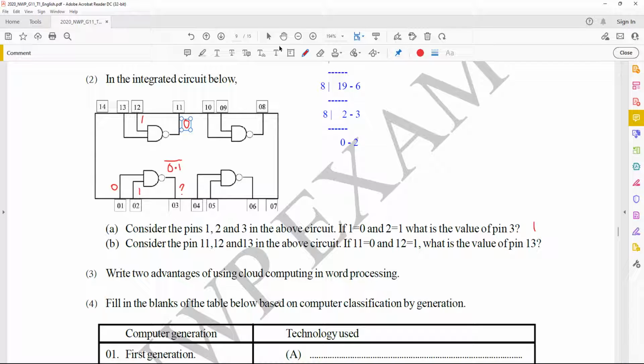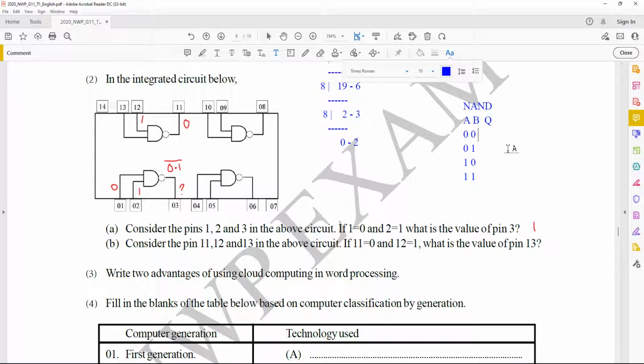Okay, so if you remember how this gate works, for example the NAND gate, we know that if the inputs are A and B and the output is Q, usually this is what will happen. We will have 0 and 0, then 0 and 1, 1 and 0, and 1 and 1.